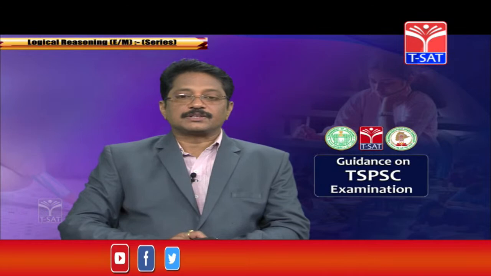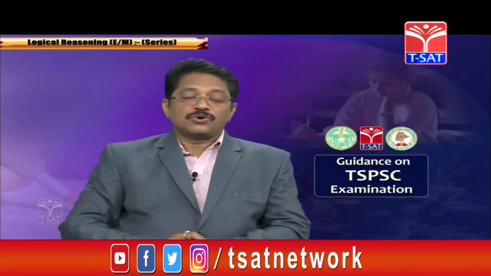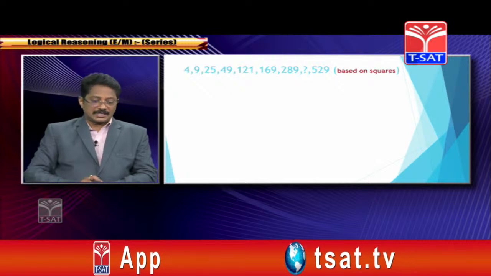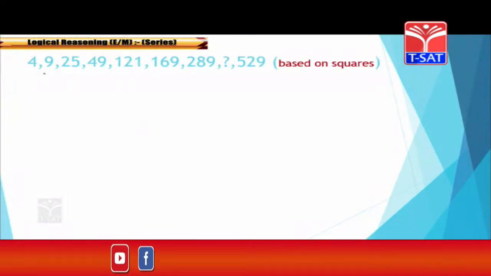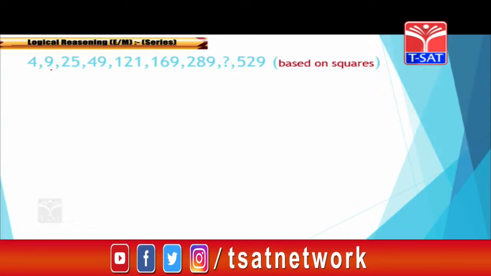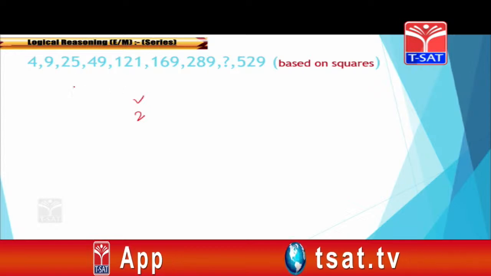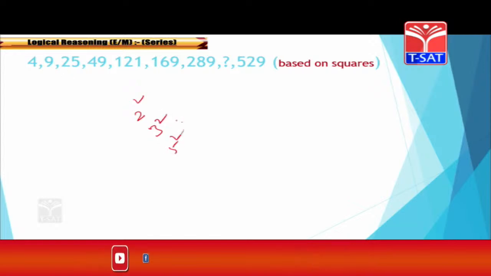Now we will go to the next one, based on squares. 4, 9, 25, 49, 121, 169, 289. What is the next number? Correct? Okay. So based on squares here. The first one, 4, is 2 square. Then 9 is 3 square. Next one is 5 square.